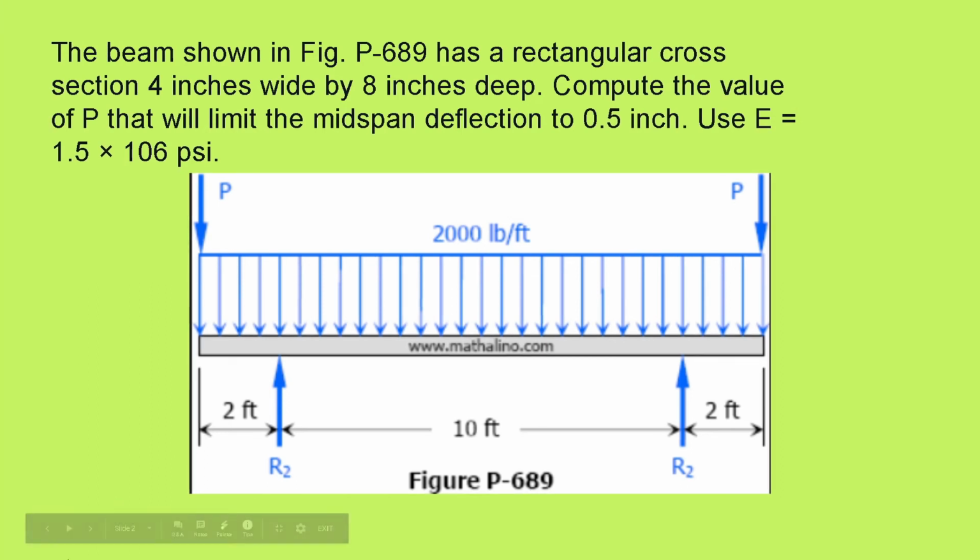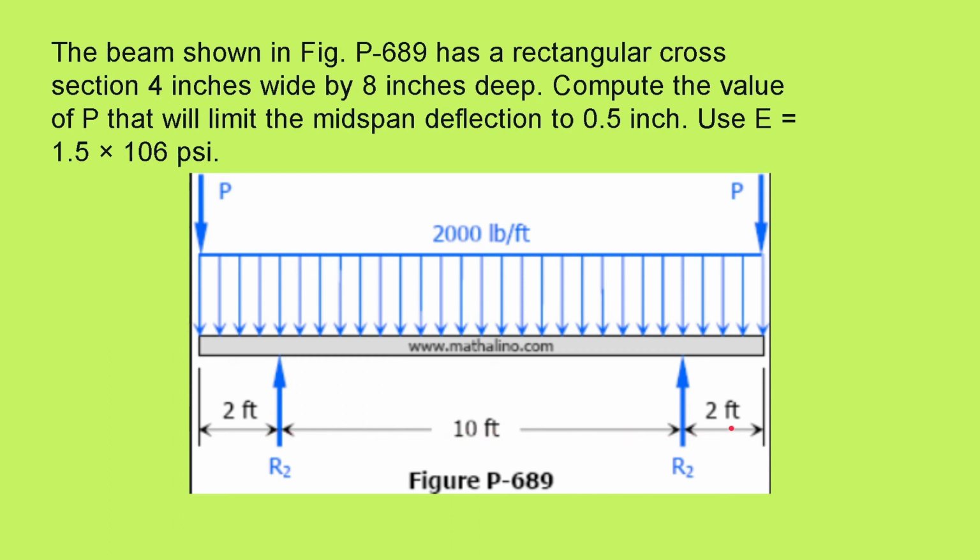So, first we need to identify the given. We are given a rectangular cross section of 4 inches wide by 8 inches deep. Next, we are given the midspan deflection of 0.5 inches. And lastly, we are given the modulus of elasticity of 1.5 times 10 raised to the 6 pounds per square inch. And also, we are given in the graph below uniform loading, which is 2,000 pounds per feet, and we're given sections of 2 feet, 10 feet, and 2 feet.